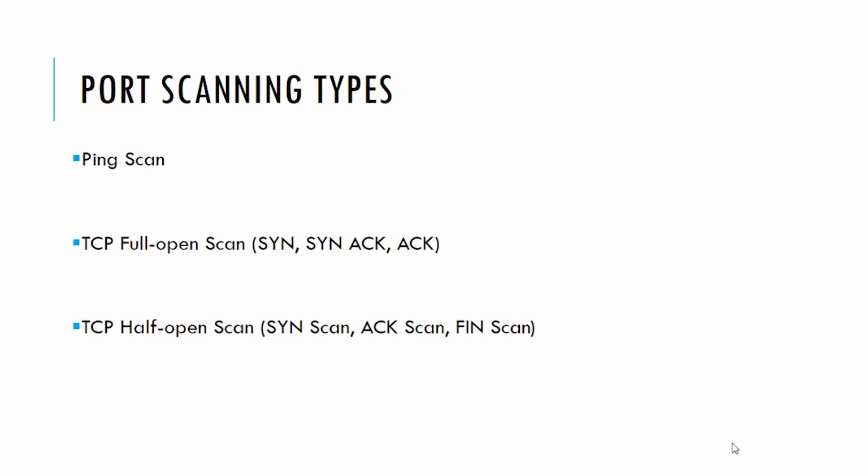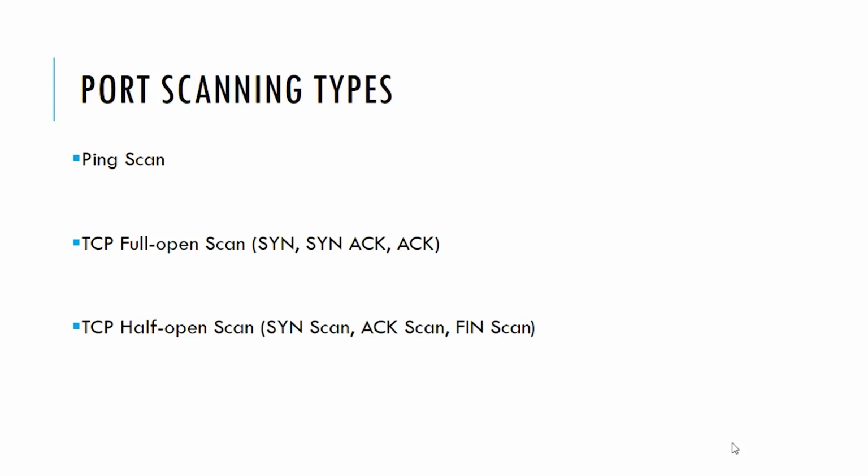The port scanning types. There are several types of port scanning. Either you can ping the machine to know the open ports. This is called the ping scan. Or you can simulate a connection with this machine by sending a SYN packet, receiving a SYN ACK packet, and then sending back an ACK packet. This is called a full open scan, which means that this port is fully open and vulnerable to any type of connection. It has achieved the three-way handshake completely.